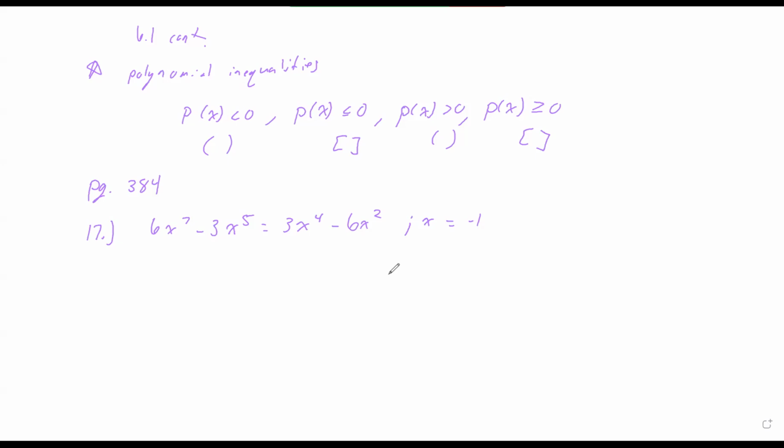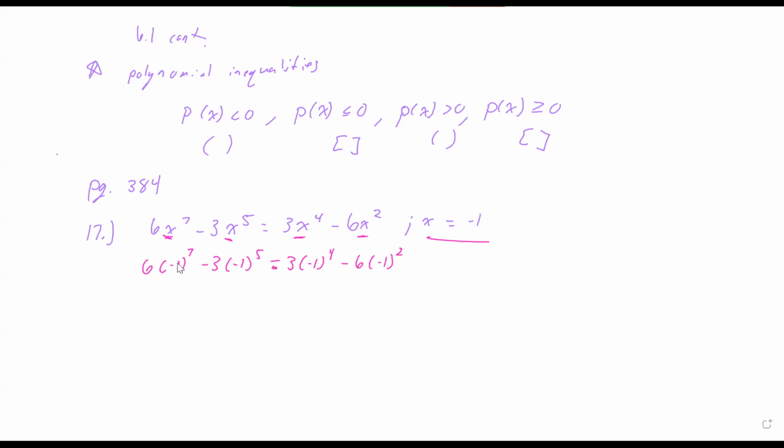So again, the directions say verify the given values of x are solutions of the corresponding polynomial functions. So it starts off with just evaluation problems. Anywhere there's an x, we're going to plug in what x equals. So this would be 6 times -1 to the 7th minus 3 times -1 to the 5th equals 3 times -1 to the 4th minus 6 times -1 squared.